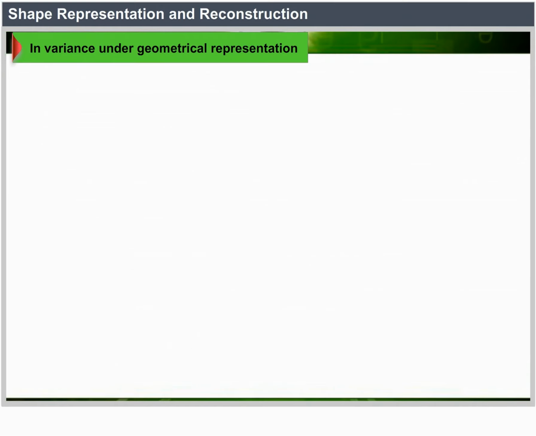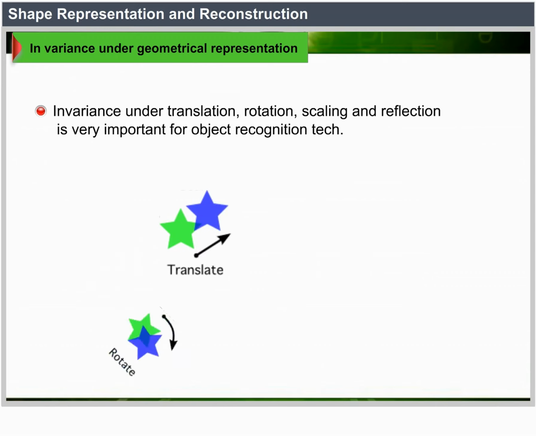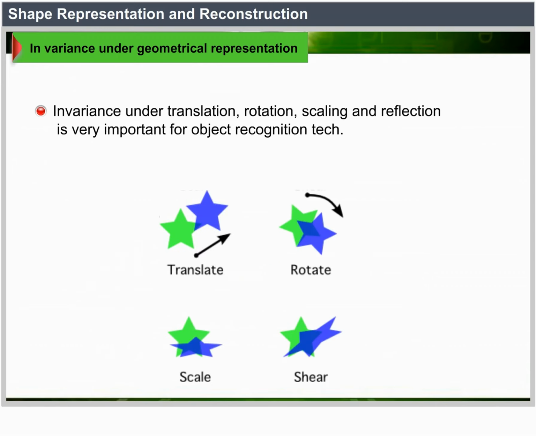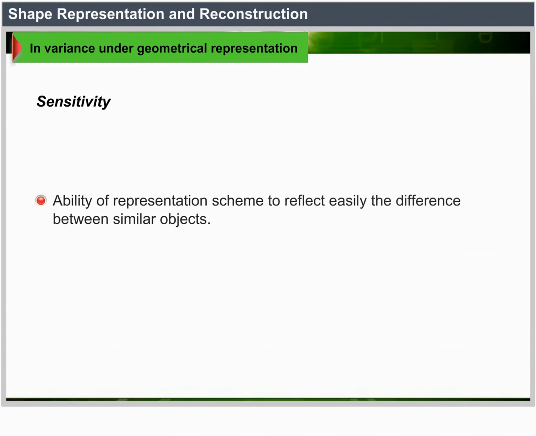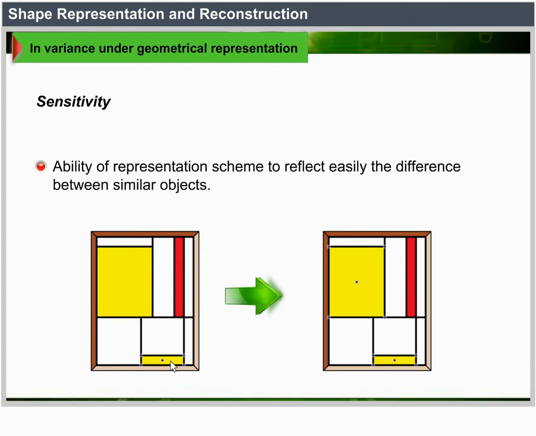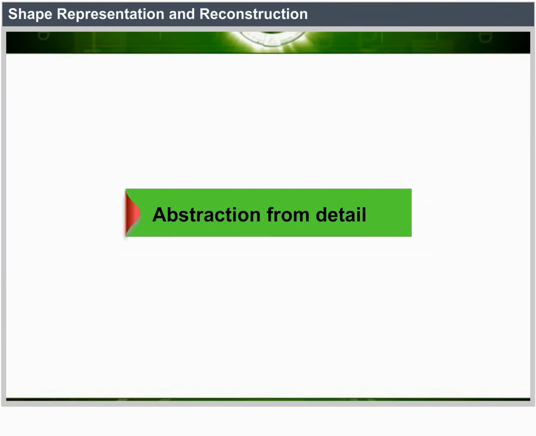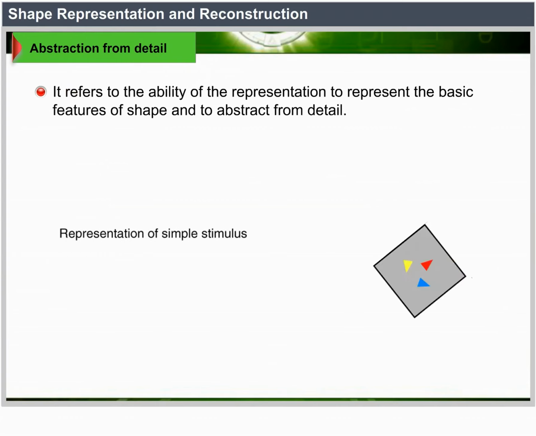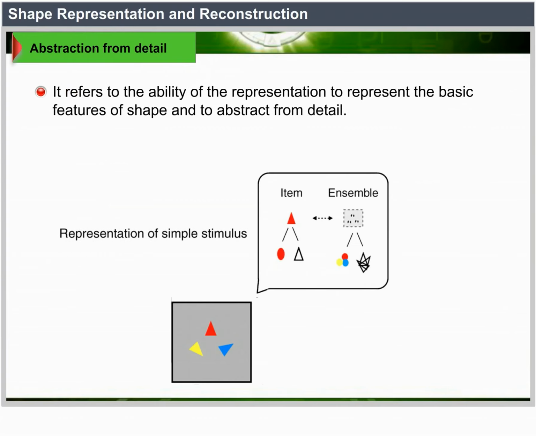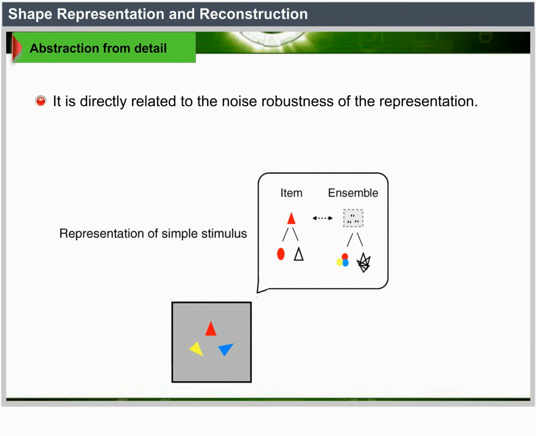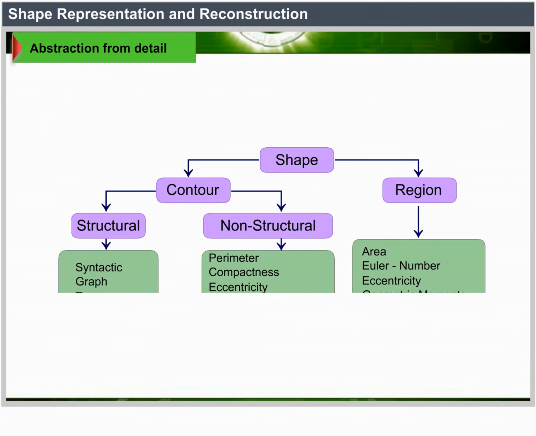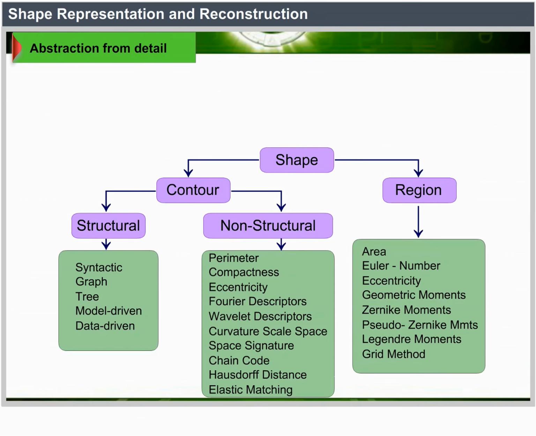Invariance under geometrical transformations. Invariance under translation, rotation, scaling, and reflection is very important to the object recognition techniques. Sensitivity. Ability of representation scheme to reflect easily the difference between similar objects. Abstraction from detail. It refers to the ability of the representation to represent the basic features of shape and to abstract from detail. It is directly related to the noise robustness of the representation. We can now see the shape representation flow diagram on the screen.